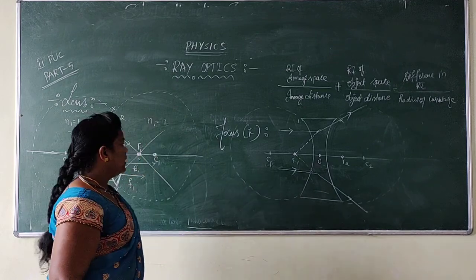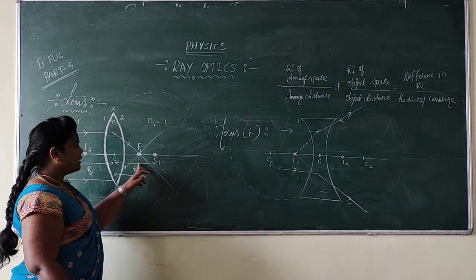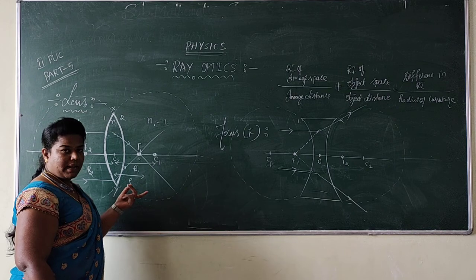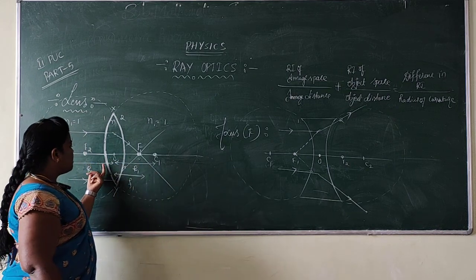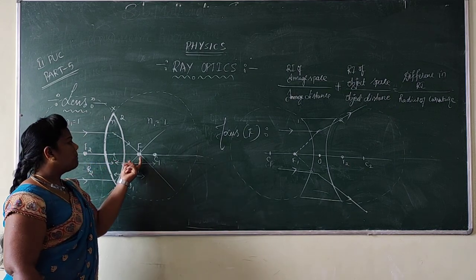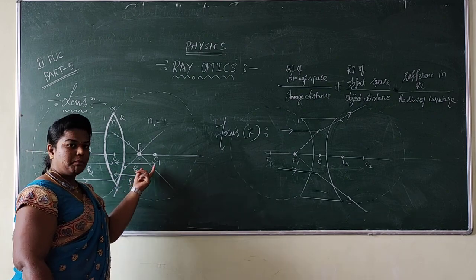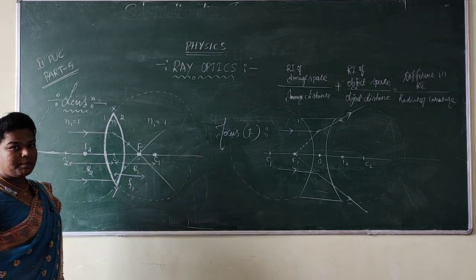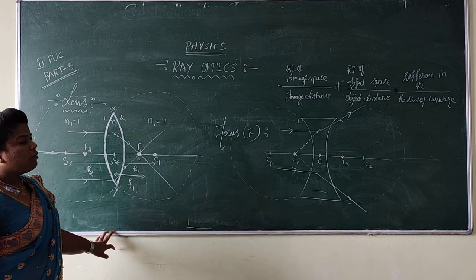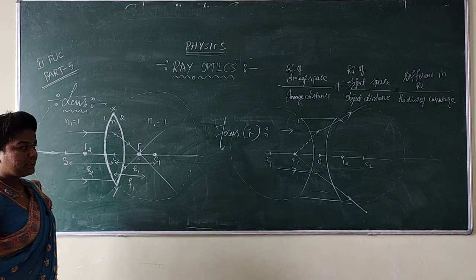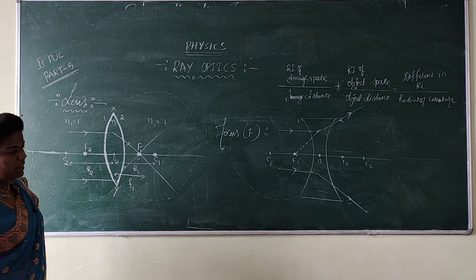So I use the words principal focus: the point on either side of the lens on the principal axis at which the parallel beam of light after refraction meets or appears to diverge from. It is a general definition for the principal focus, combining convex and concave lens. So that is said to be the principal focus.